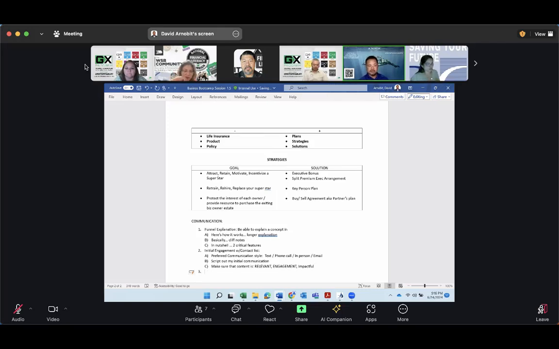The other thing you want to do is, once you make the initial engagement, the devil's in the details. You've got to make sure you do the follow-up.